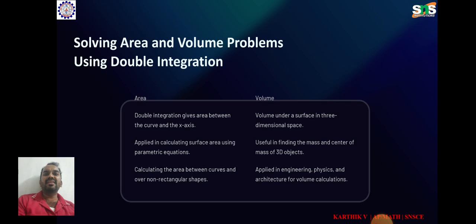Solving area and volume problems by using double integration. Define the region. We define the region in the plane or space over which we want to find the area or volume. Set up the integral. For area problems, you will set up a double integral with the integrand being 1, representing the area element dA. For volume problems, the integrand will be the function representing the height or depth of the solid.